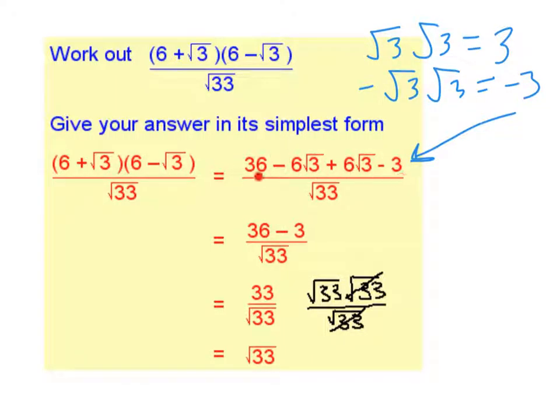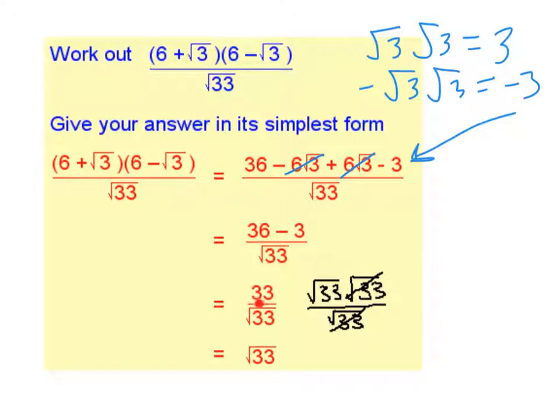Okay, so this is our numerator, and we just bring down the root 33 as our denominator. There's nothing to do with that just yet. So now we notice that we have minus 6 root 3 and plus 6 root 3. So they're going to cancel out. Same way minus 6x plus 6x would cancel out. We're going to bring down the 36 and the minus 3. 36 minus 3 is going to be 33 over root 33.